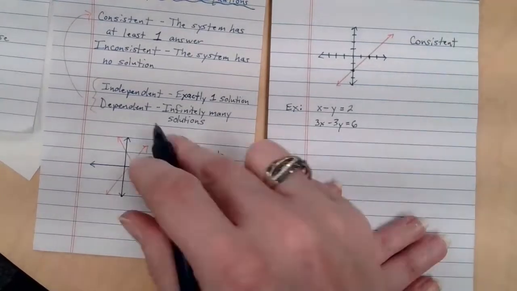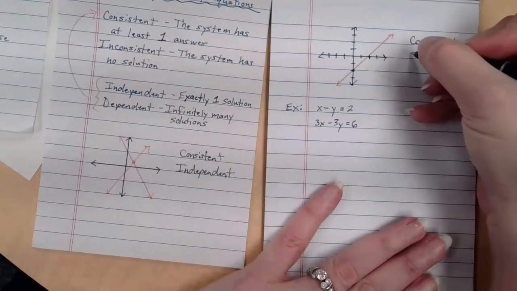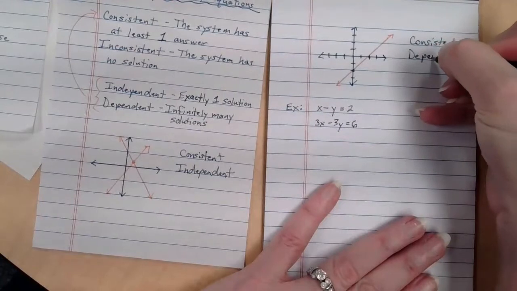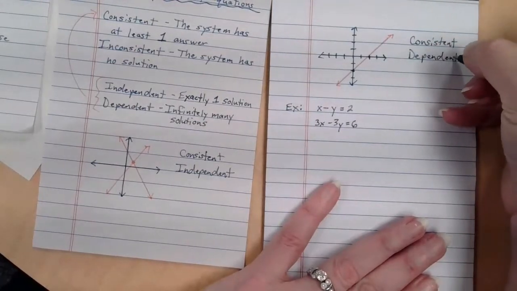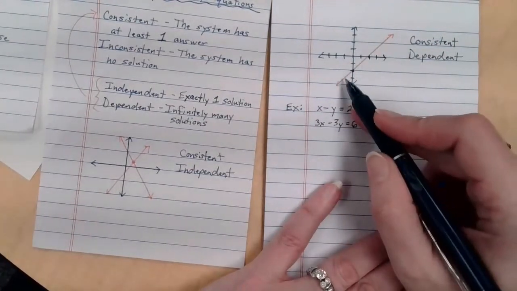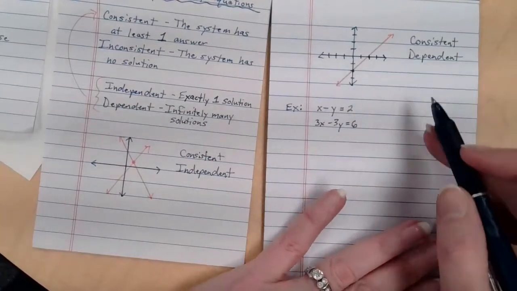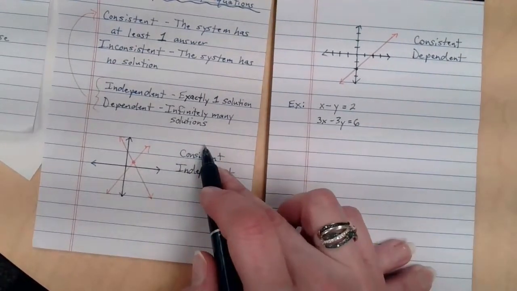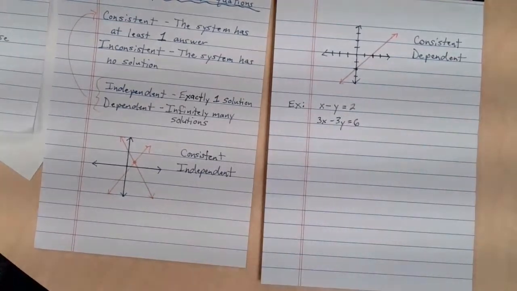But we're also going to call it dependent, because it has not just one solution where they touch, but every single point along the line they're touching each other. So this has infinitely many. This thing goes on forever. You do want to be careful.